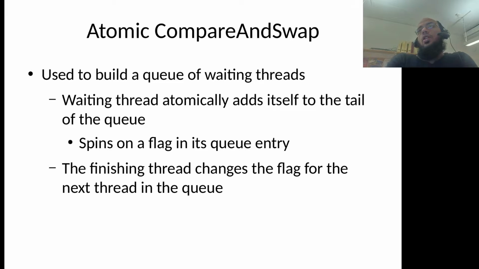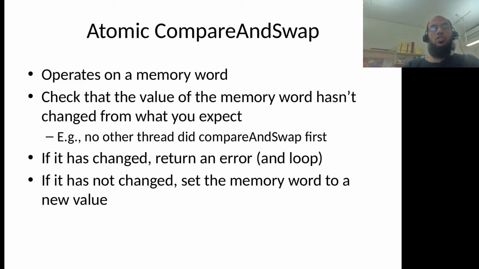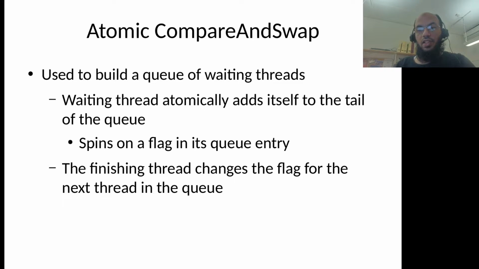So the way it's used to actually build MCS locks is that you use it to build a queue of waiting threads, and waiting threads add themselves to the tail of the queue and basically spin on a flag in their queue entry. So it keeps spinning on some word that is designated for it. And of course, right here I talk about if it has changed, return an error, but then you can always have a not in your if, for, or while condition. So have the exclamation mark basically.